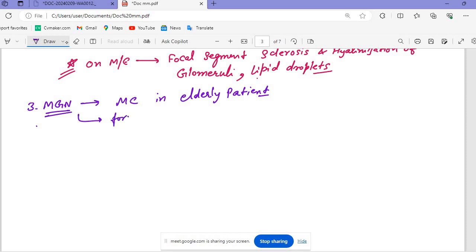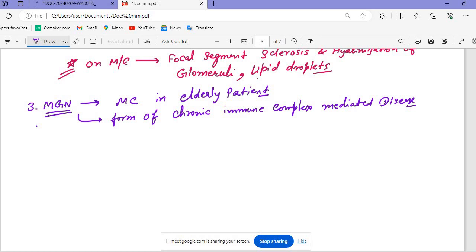this is a form of chronic immune complex mediated disease. Okay, so this is what membranous glomerulonephropathy or glomerulonephritis is.